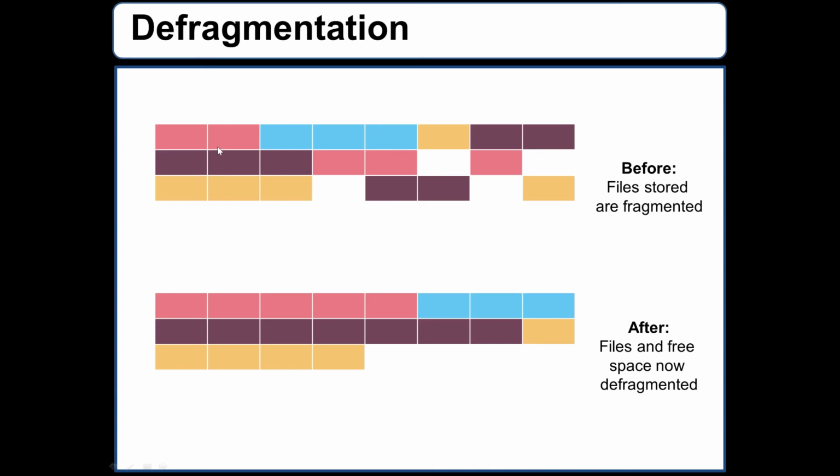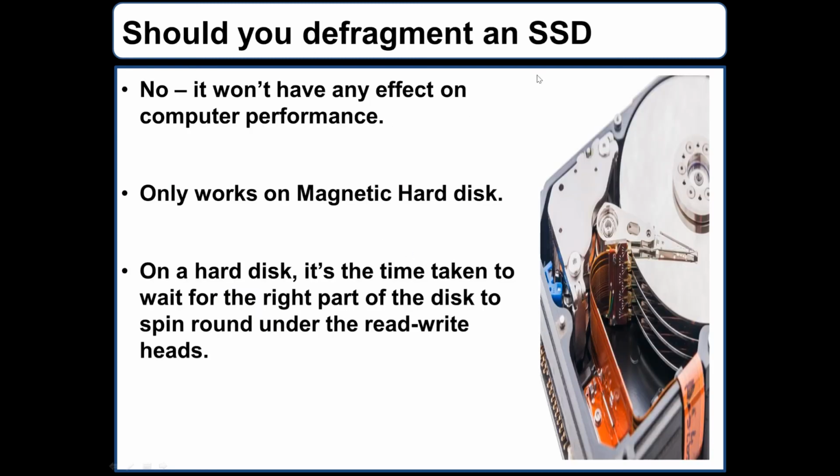So this is an example. You might have red, blue, and then blue, blue, yellow, and so on. If we use defragmentation on it, it will put all of them together: reds together, blues, browns, yellow, whatever, all together in one place. Should you defragment an SSD? Definitely not, because an SSD does not have a moving part, so it will not work. It will only work on magnetic hard disk drives, because a magnetic hard disk drive has that little moving hand that reads and writes from the disk.